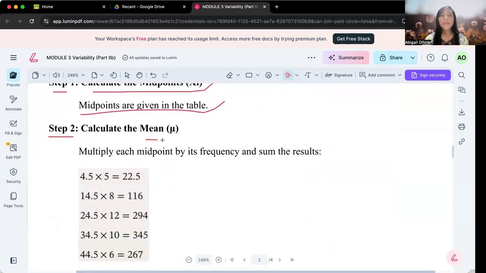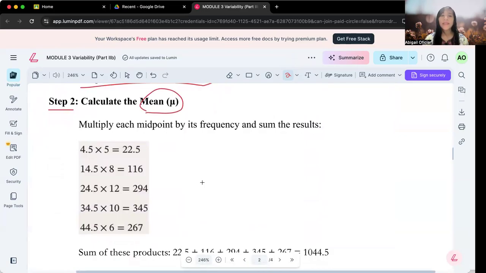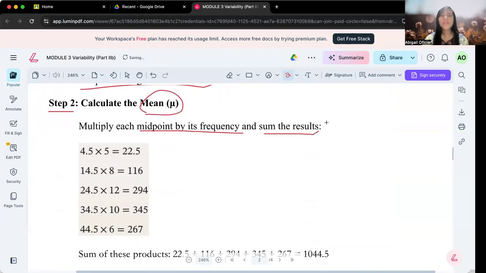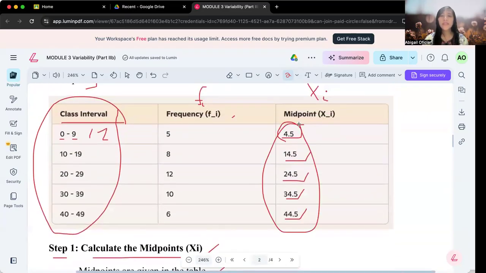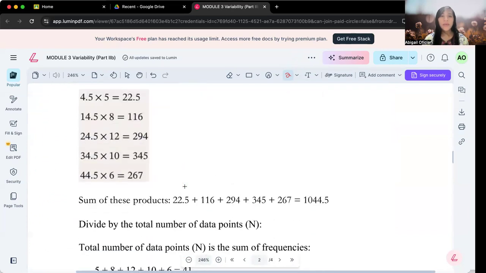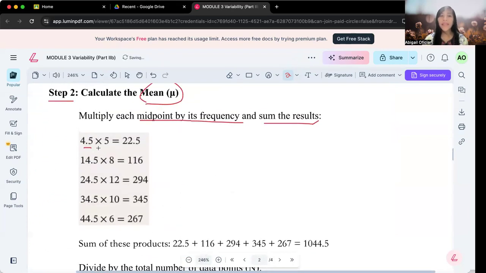Now, since we have the midpoints in the table already, we have to do step 2, which is to calculate the mean. How to calculate the mean? Simple. Multiply each midpoint by its frequency and sum the results. We multiply each midpoint by its corresponding frequency. So we have here 4.5 midpoint times 5. The answer is 22.5. 14.5 midpoint times 8 frequency, that's 116. And then we have here the rest.